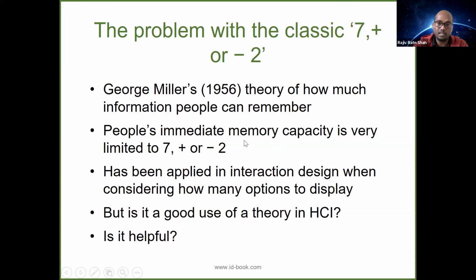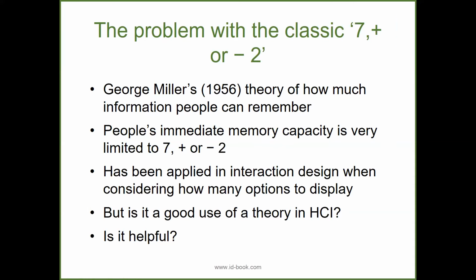Because the existing theory says how much you can recall, so just show that much information, right? But is it a good use of theory in HCI? Is it helpful? What do you think? Yes, sir, it is helpful. It's better to show fewer screens or options rather than many, because it will confuse the user. But can you recall any system that you use? Do you just see 7 options?